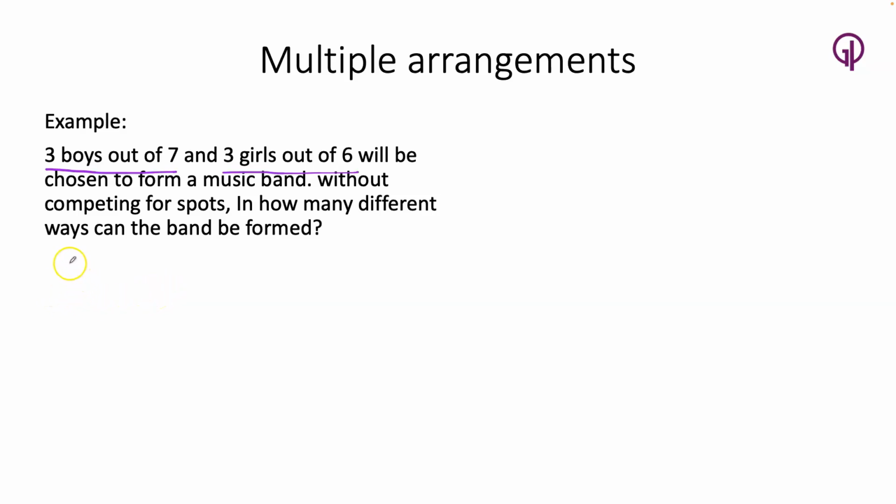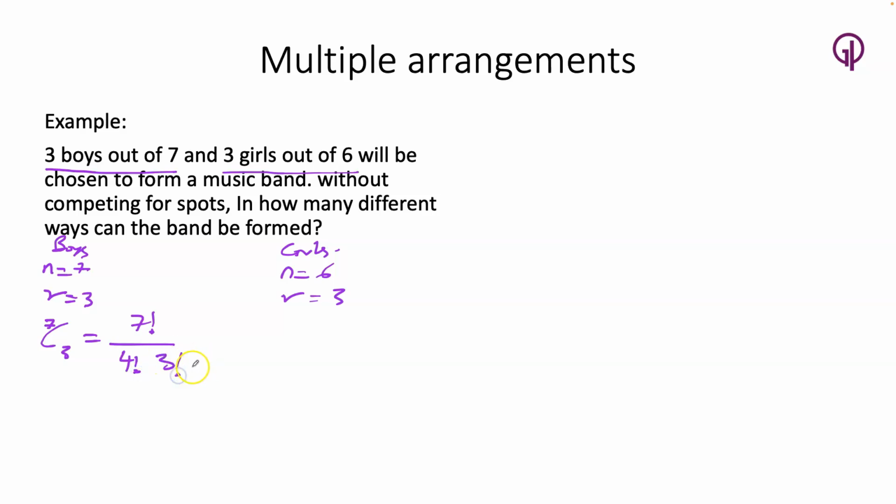And so we know that out of the boys, there are a total of 7 boys. We are picking 3. And then out of the girls, there are a total of 6 girls, and we are picking 3. And so here, clearly we know that 7 combination 3 is equal to 7 factorial, all divided by 4 factorial times 3 factorial.